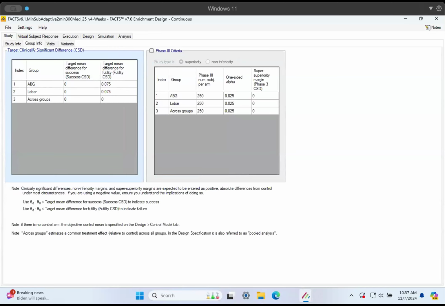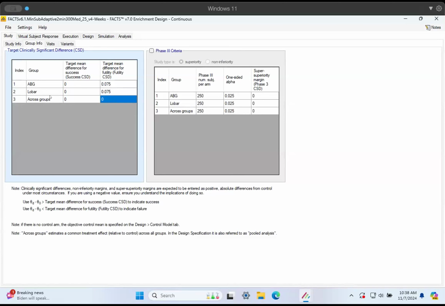Okay, moving to group info. We have the option here to add the clinically significant differences that we're targeting. So for ABG and lobar, like we talked about earlier, our futility rule, our target mean difference for futility, CSD, clinically significant difference, that's that 0.075 that the clinicians came up with. So we put those in here. We're not using any across group rules for futility. The trial-wide futility rule is both of these two being met. So we'll leave that at 0. I don't know if it matters what goes in there because we're not going to use it.